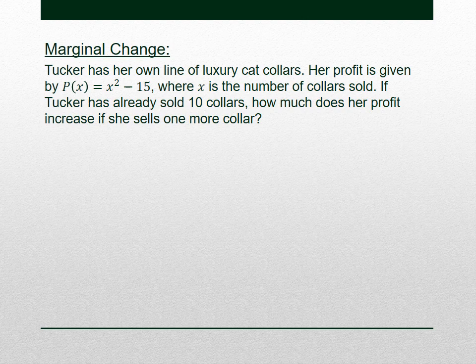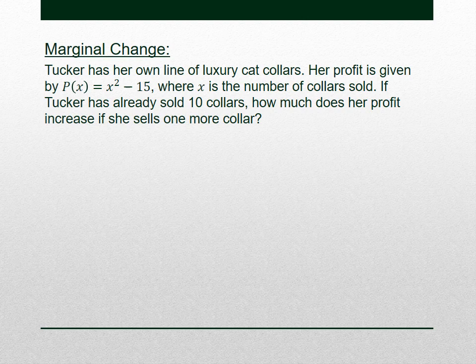Now let's look at marginal change. So here we have Tucker has her own line of luxury cat collars. Her profit is given by this function p of x, where x is the number of collars that she sells. Says if she has already sold 10 collars, how much will her profit change if she sells one more collar? Right, so this is something we can calculate, so let's calculate that.